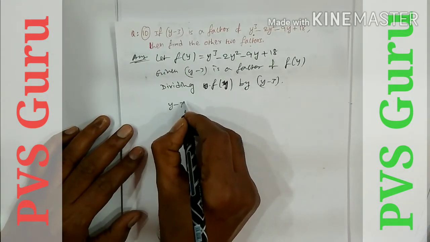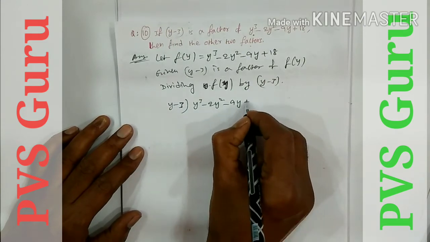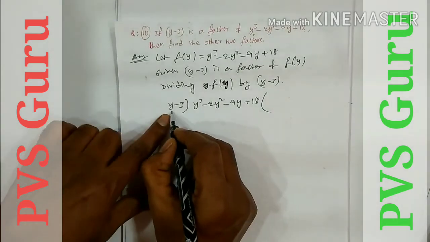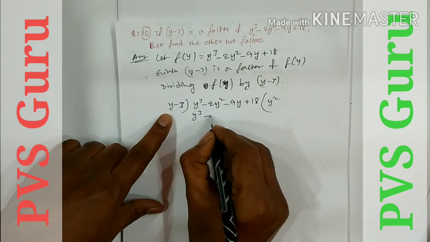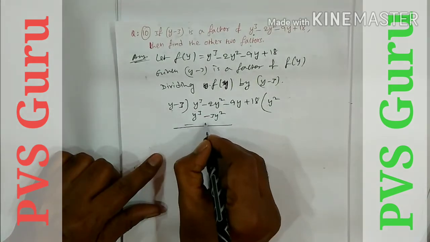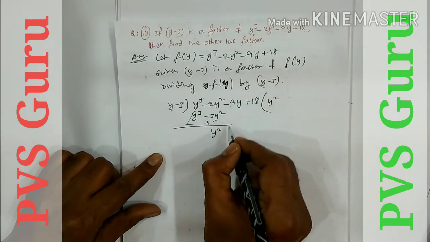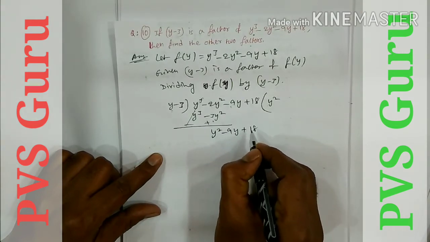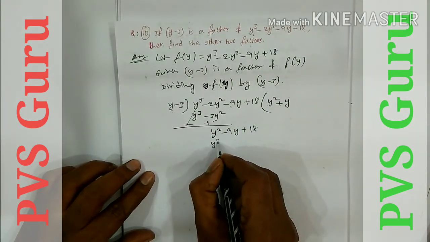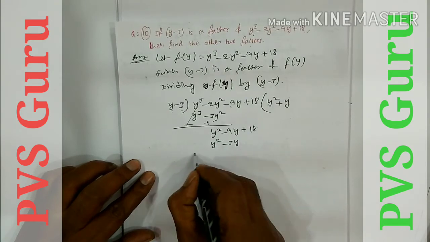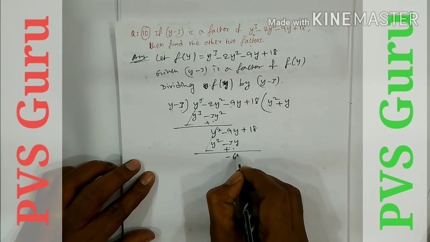By the division method, y minus 3 divides y cube minus 2y square minus 9y plus 18. Here it is y: y into y square is y cube, minus 3 into y square is minus 3y square. Minus and plus, these two are cancelled. This is plus 3 minus 2, it is y square. Remaining terms are minus 9y plus 18. Here y square, here y: y into y is y square, minus 3 into y is minus 3y. Minus plus, these two are cancelled. This is minus 9 plus 3 is minus 6y plus 18.